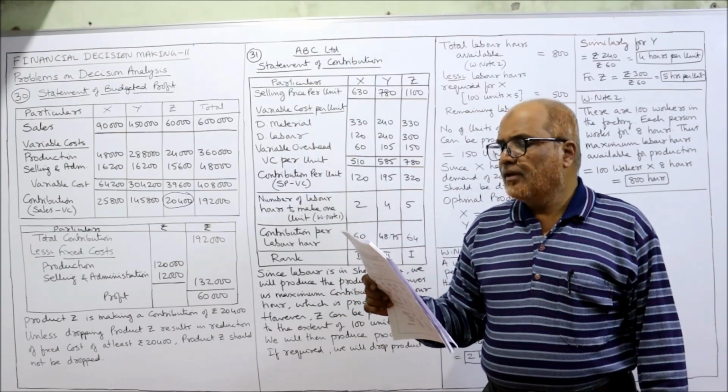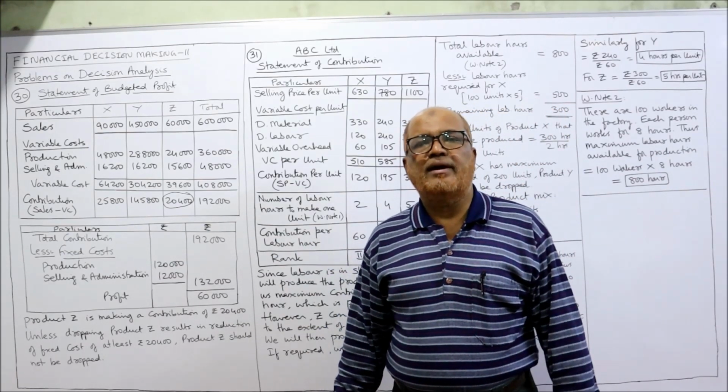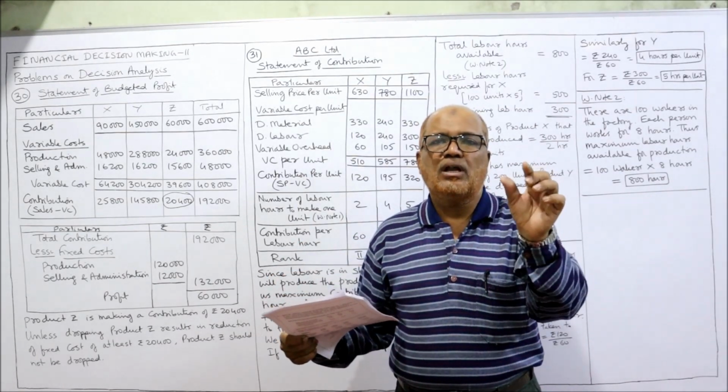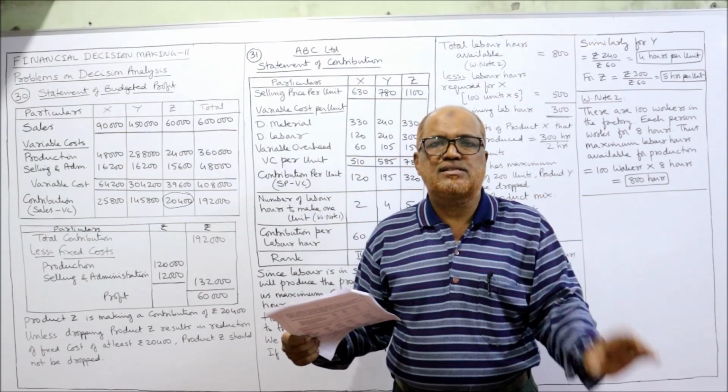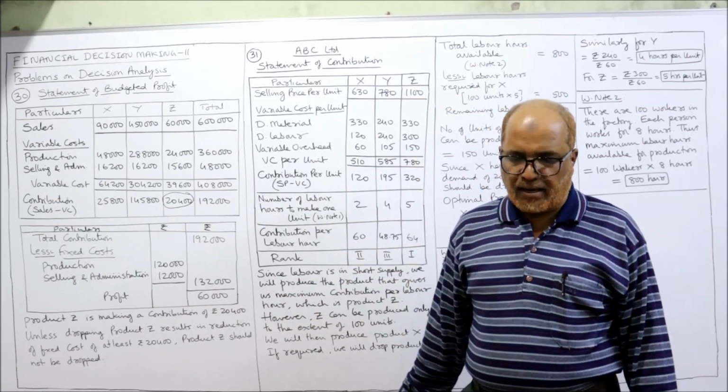Then there will be no change in the fixed overheads irrespective of the product mix. Just now I told you, even if we change the product mix, the total fixed cost will remain same. Fixed cost is an irrelevant cost. What is your advice to the management?